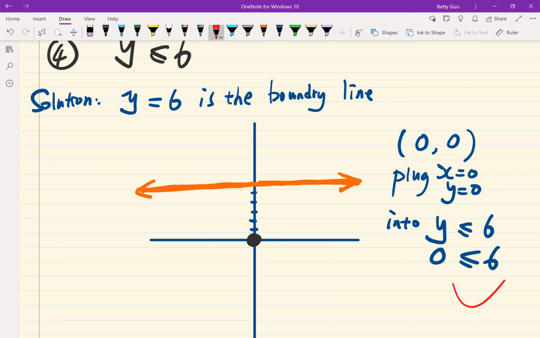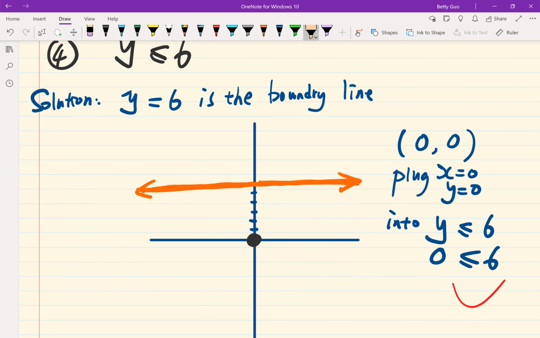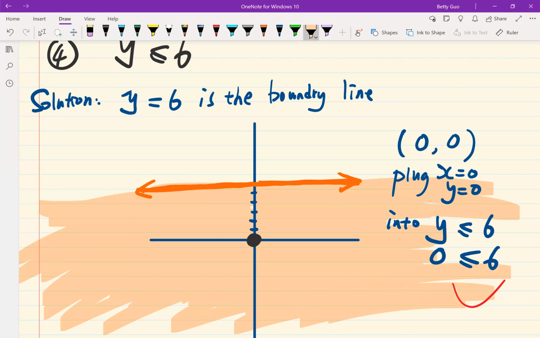So we're going to shade the region, above or below? Below, right? Yes, below, because the testing point is a solution, right? The region cannot go beyond the boundary line. All the points below or on the horizontal boundary line are solutions of the inequality in two variables. Does that make sense? There's a reason for this example. You might already see it, because the boundary line is horizontal.